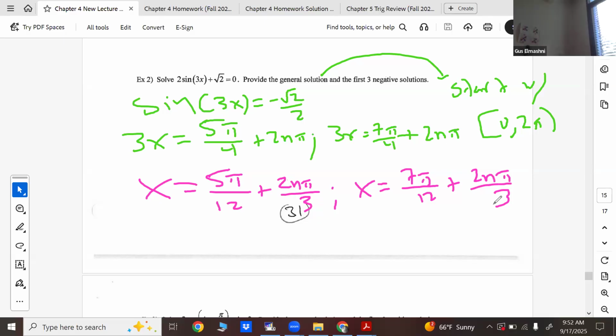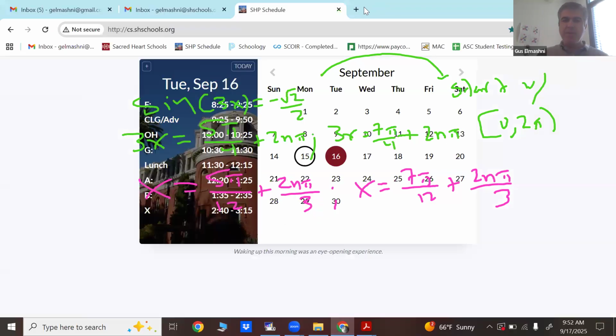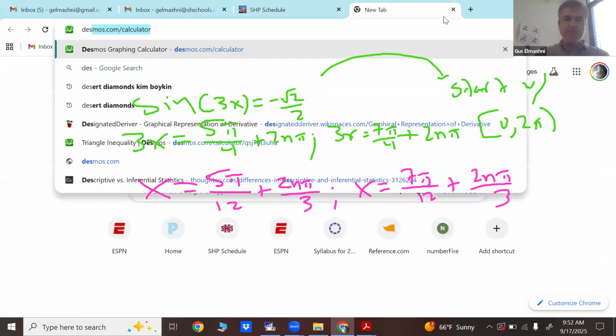There's so many possibilities. And by the way, there's 3 pairs. Why are there 3 pairs? What's your angle? 3x. Think about it. You have 5 pi over 12, 7 pi over 12, but you totally could get these other answers. Actually, before I answer the question about the first 3 negative solutions, let's go to Desmos. Desmos is going to really tie things together for you guys.